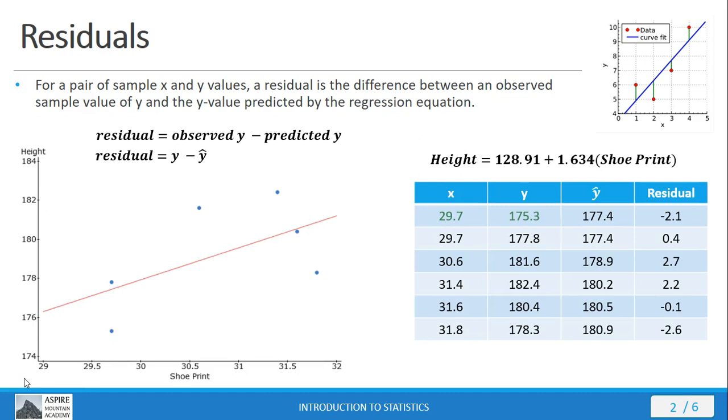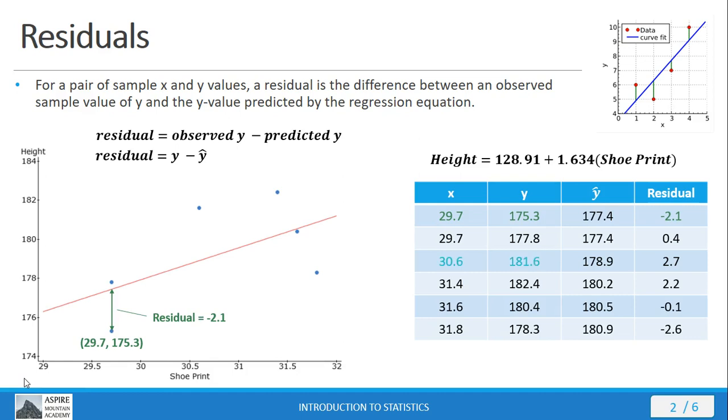So looking at this first data point here, 29.7, 175.3. That's this data point listed here towards the bottom of our scatter plot. And we have a residual of negative 2.1. So that means the distance from that data point to the regression line is 2.1. The negative sign just means that the data point is below the regression line.